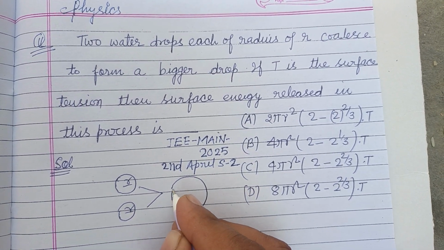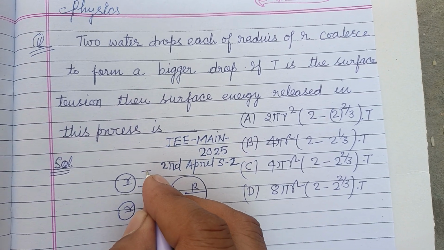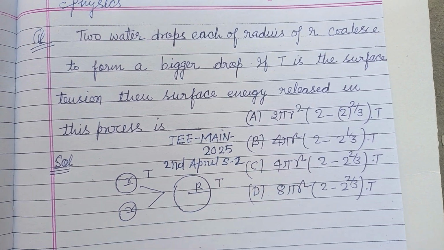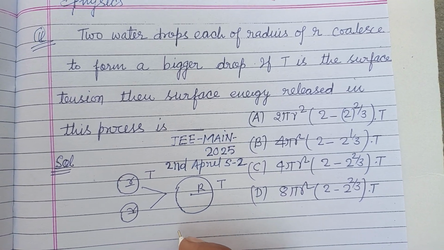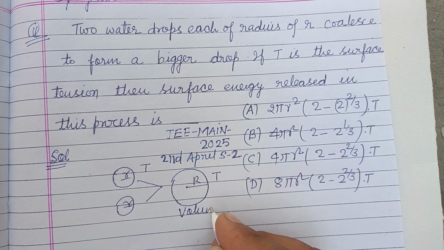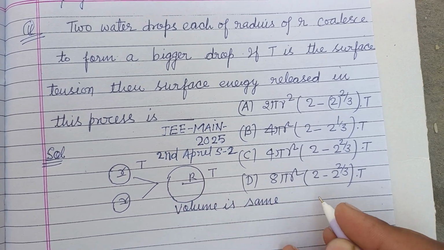bigger drop of radius capital R. Their surface tension is T, and the surface tension is also T for the bigger drop. So in this process the volume remains constant. Volume is the same in the process.